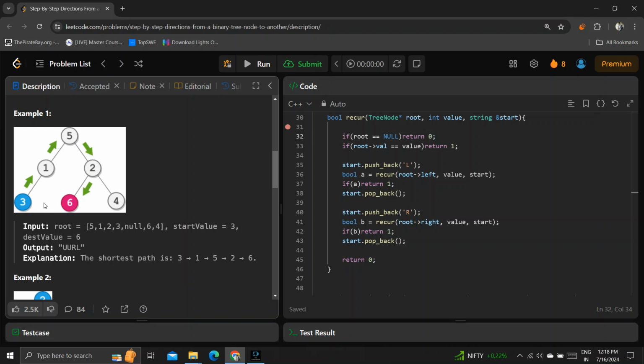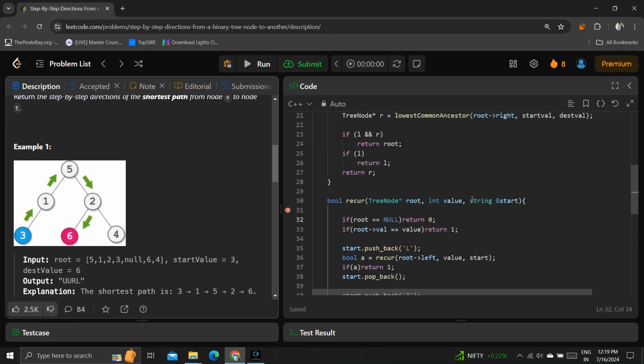And for this bigger tree, where 3 and 6 are the values, what will be the LCA? It is the parent node of these two nodes. What is the parent node of both? That is 5. In this case, our start string will be R, R, and our destination string will be R and L. We update all the values of the start string with U, so UURL. That would be our answer. Hope you have got the logic. So, coming to the code.